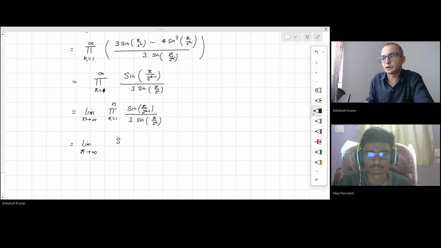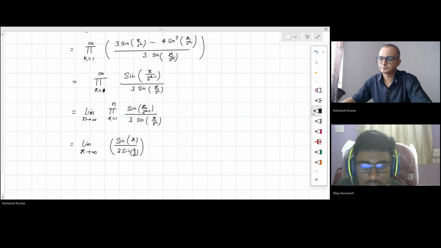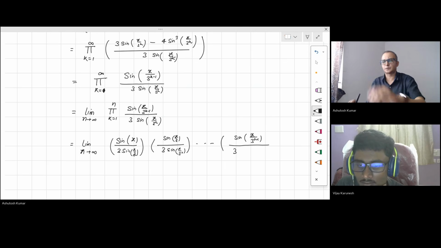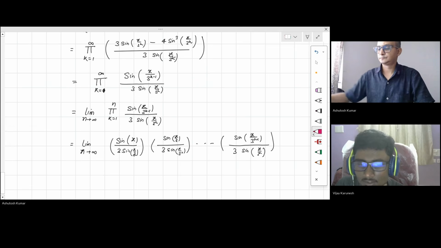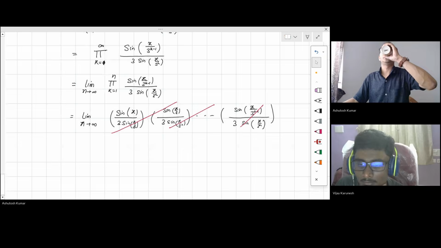So the first term will be sine x by 3 divided by 3 sine (x by 3 squared). The second term will be sine (x by 3) divided by 3 sine (x by 3 squared), and so on. So can you get what we get here? Sine (x by 3 to the power of n) over 3 sine (x by 3 to the power of n). Good. So what will we be left with? Cancellation.